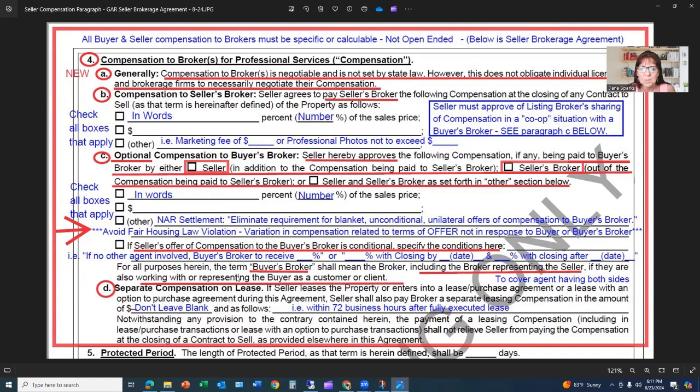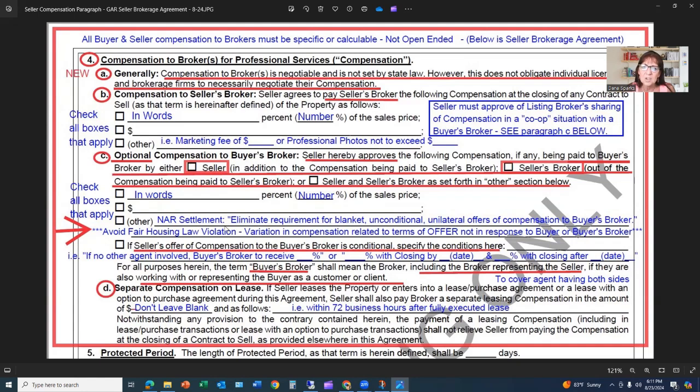So working with or representing, and GAR just went ahead and spelled it out. That's why it's not really code. Working with or representing the buyer as a customer or client. This means that the seller is obligated to pay whatever commission, whatever compensation they agreed to in these paragraphs up here, even if there is no other broker involved. So again, that's what this last subparagraph means, to cover agents having both sides.